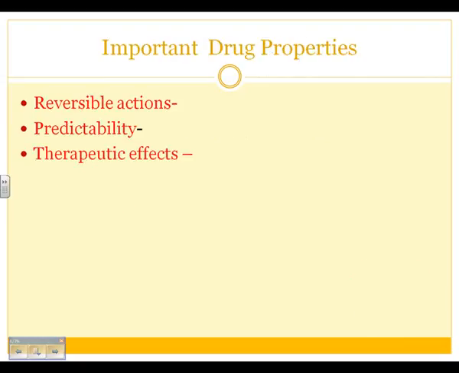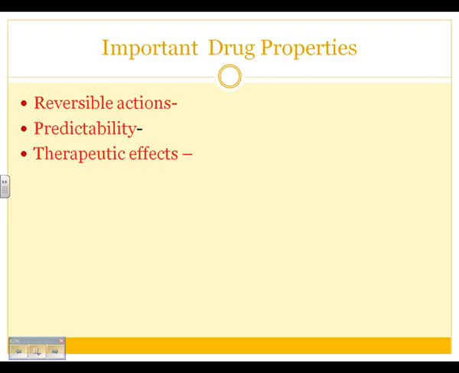Reversible actions. What does that mean? That you could give something or you could reverse the actions of that drug. And for the most part, we can do that. Okay, most drugs we can reverse somehow. We give an antidote to completely reverse it, or we give another drug that kind of counteracts it. So let me give you an example of that.